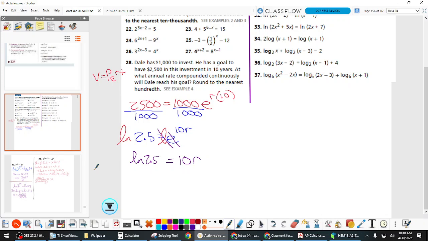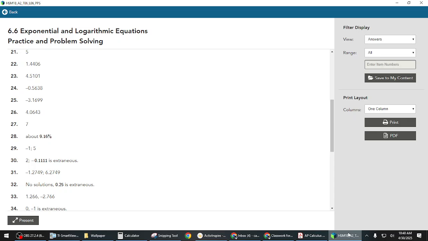That's really close to 1. And then just divide by 10. So it's just barely under 1. So, not 1. What did I say? 1/10. So the answer, that was 28, 9.16%, so just under 10%. Okay?